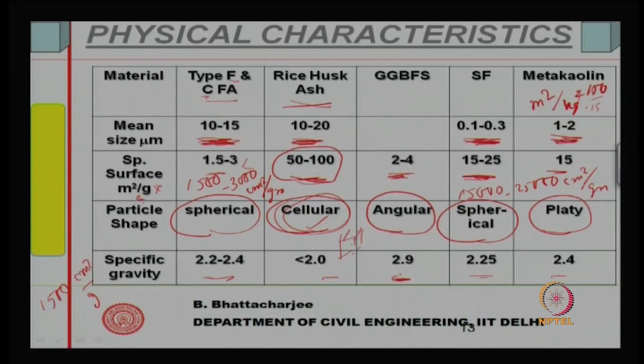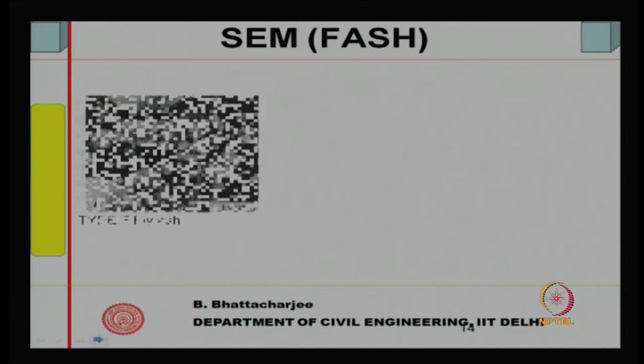What we understand is this has got pretty high value of Blaine's fineness, this has got somewhat much less, and this has got higher because of its cellular structure. So, silica fume is the finest of all these materials.